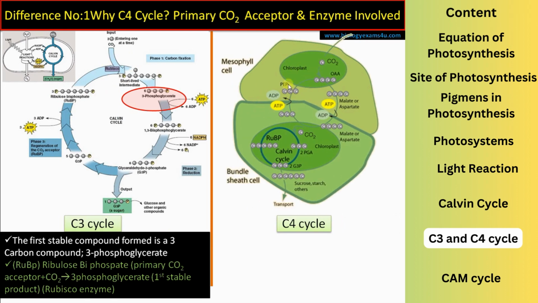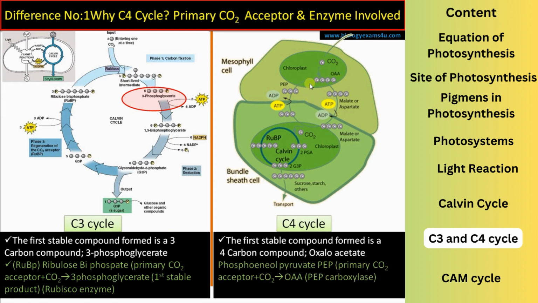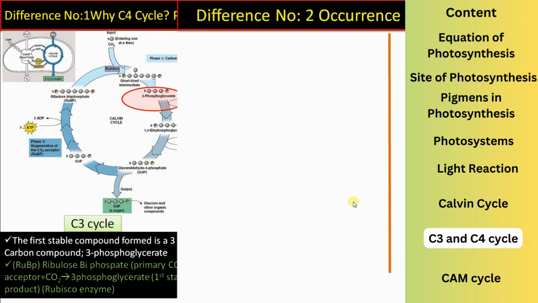In the C4 cycle, carbon dioxide combines with phosphoenol pyruvate or PEP, forming oxaloacetic acid, and it's a C4 compound. You can see there are 4 carbons. Therefore this cycle is called the C4 cycle. Here the primary carbon dioxide acceptor in the mesophyll cell is PEP or phosphoenol pyruvate, and that is converted to oxaloacetate, a 4-carbon compound, and the enzyme involved is PEP carboxylase.